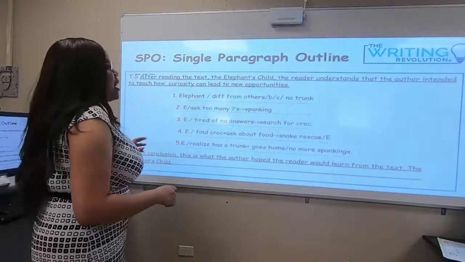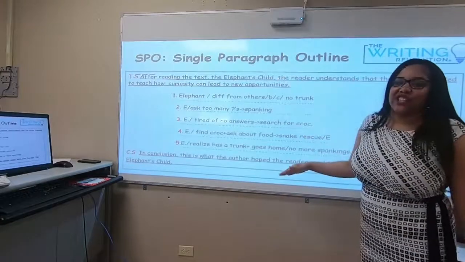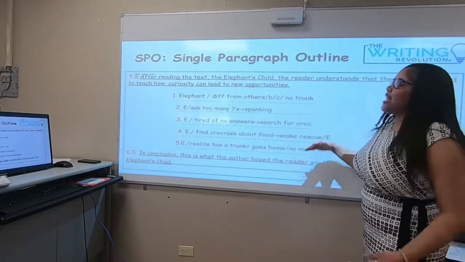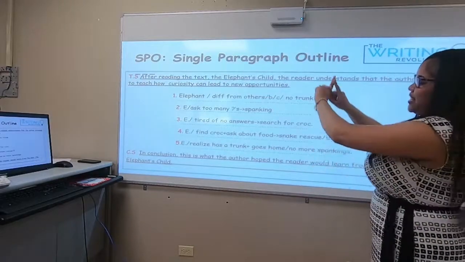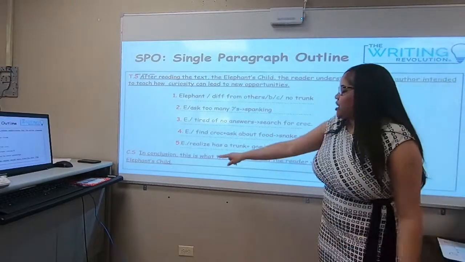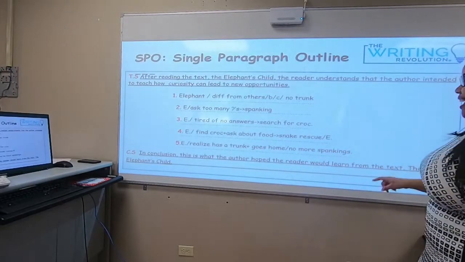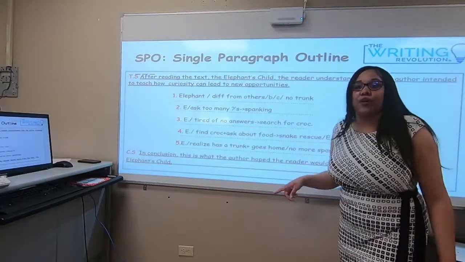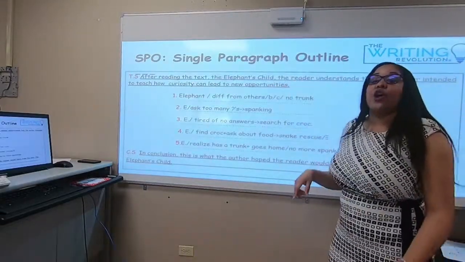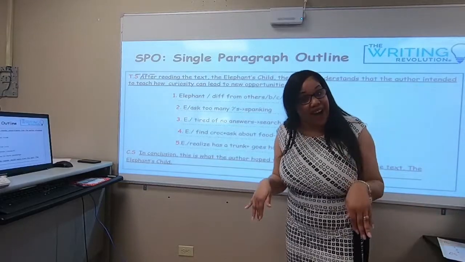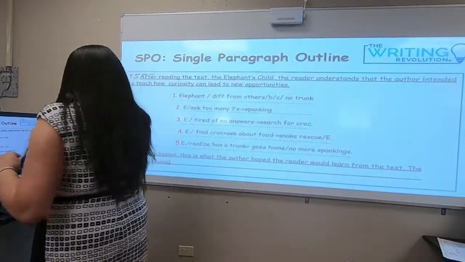Now look at our conclusion. It's very important that the top of your apple matches the bottom of your apple, okay? This is a paragraph, but I like to think of it as a little apple pie because it needs to come full circle. In conclusion, this is what the author hoped the reader would learn from the text, comma, The Elephant's Child. All right? And when I say the text, comma, The Elephant's Child, we should know that's a positive. It equals it. It means the same thing, okay?